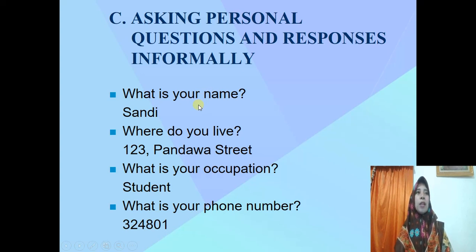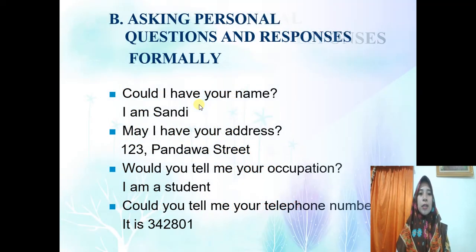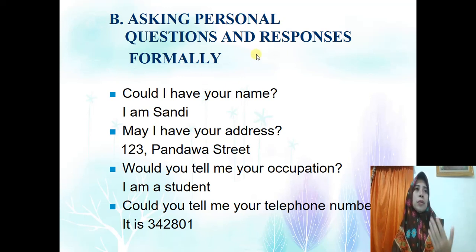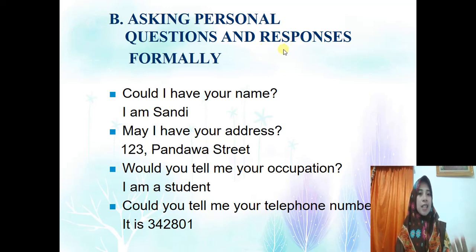So how do we, if we want to ask about the name of someone by asking personal questions formally, you can use could. Yeah. Could I have your name? Could I have your name? It is an example of expressions asking personal questions formally. If you want to know the name of someone, you may ask by giving your personal questions formally. For example, could I have your name?